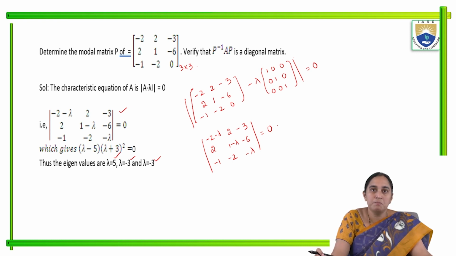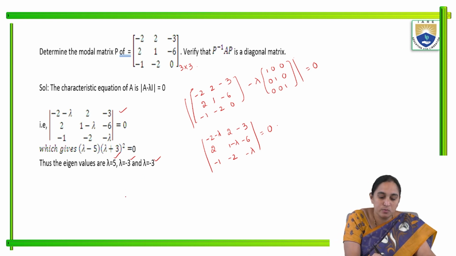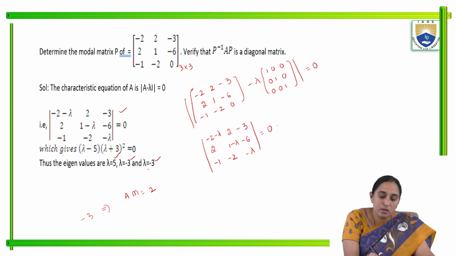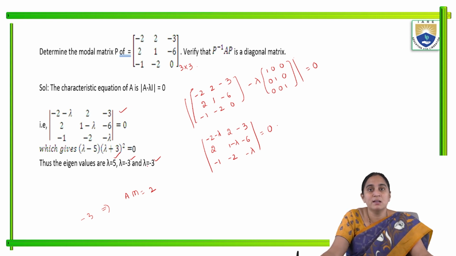It may or may not be. I already discussed that concept for similar eigenvalues. For that case, we have to verify algebraic multiplicity and geometric multiplicity. Algebraic multiplicity means, after getting the eigenvalues, how many times is minus 3 repeated? 2 times. Minus 3 algebraic multiplicity is 2. Now after getting this, we have to find the corresponding eigenvectors.